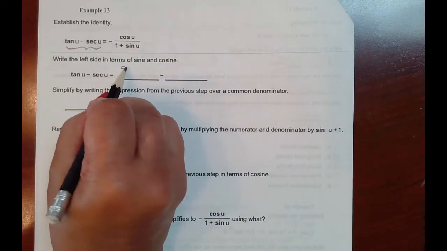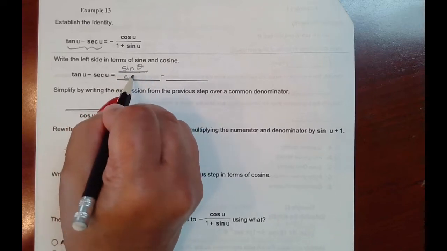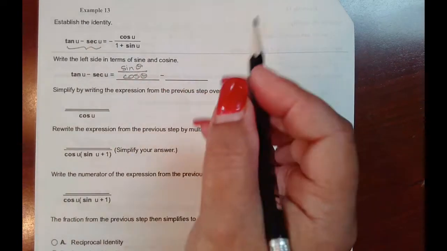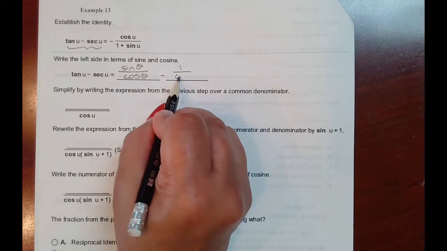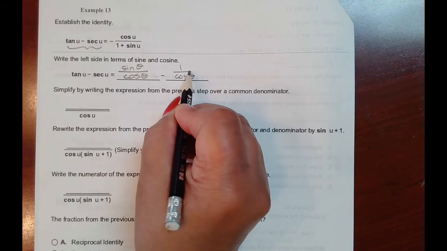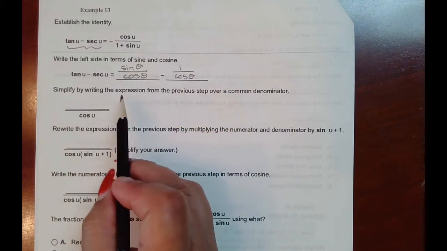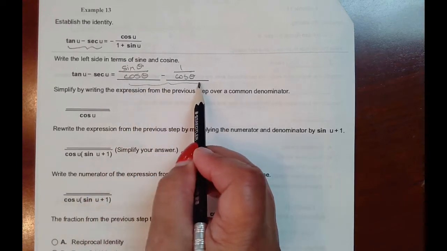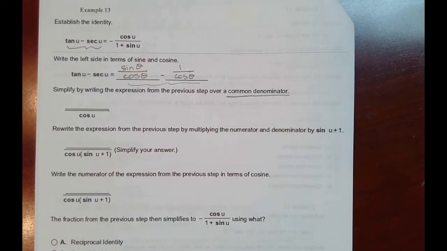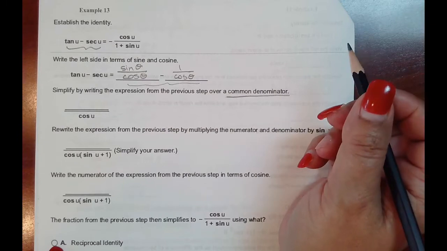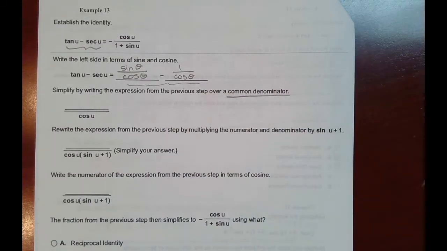So tan is defined as sine over cosine. Secant is defined as 1 over cosine. Simplify by writing the expression from the previous step over a common denominator. So we've practiced this in a couple of problems so far. You're looking to get a common denominator unless they already have one. Now look, in this particular problem, they already have a common denominator, so you don't have to worry about making them the same or coming up with an LCD. You can just right away bring them into one single fraction.